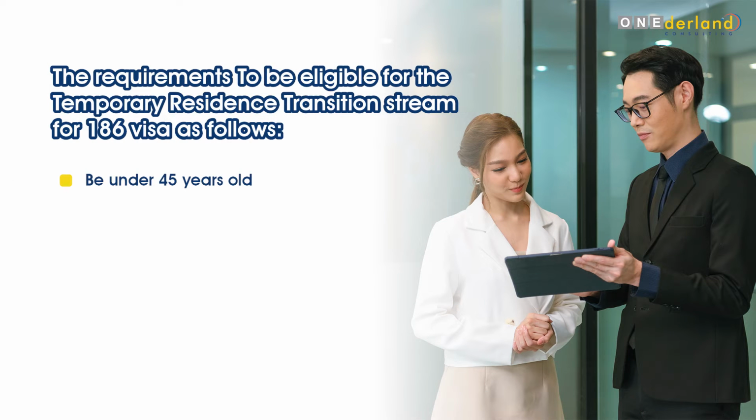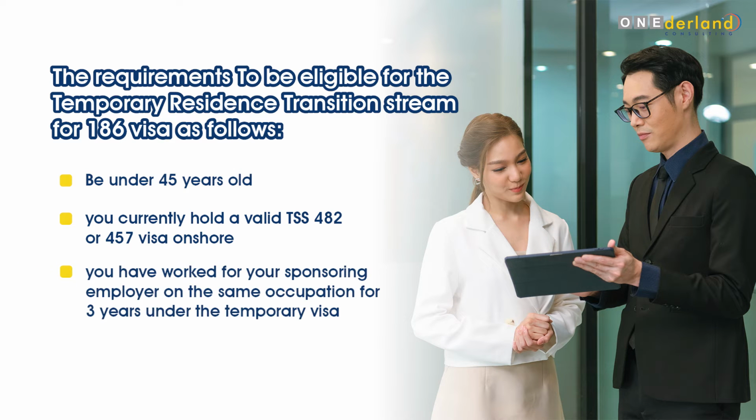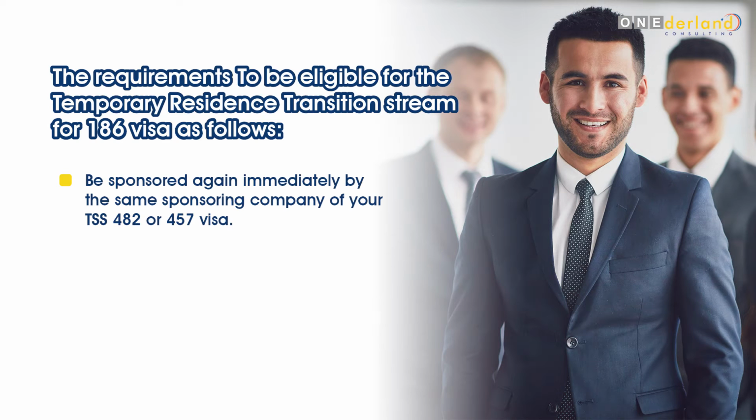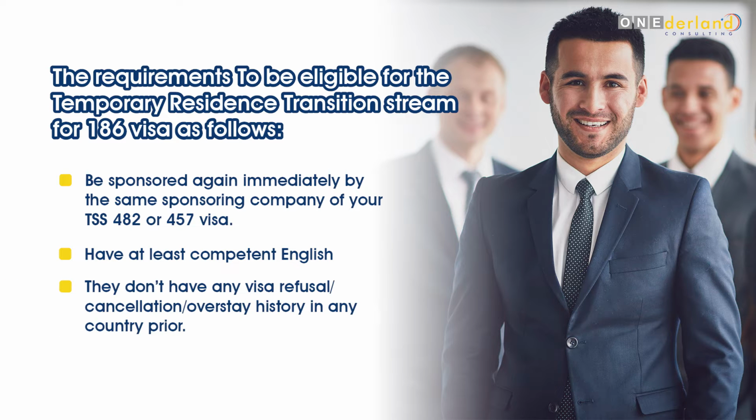To be eligible for the temporary resident transition stream, you must meet the requirements for 186 visa as follows. Be under 45 years old. You currently hold a valid TSS 482 or 457 visa onshore. You have worked for your sponsoring employer in the same occupation for 3 years under the temporary visa. Be sponsored again immediately by the same sponsoring company of your TSS 482 or 457 visa. Have at least competent English, and not have any visa refusal, cancellation, or history in any country or in Australia prior.